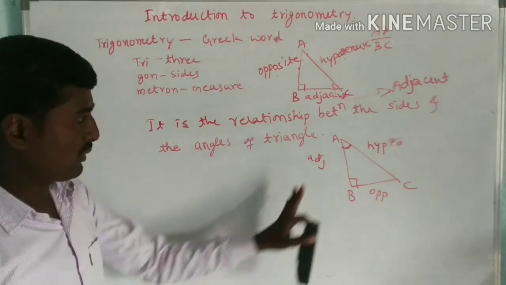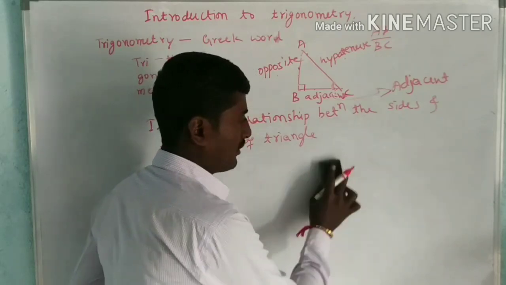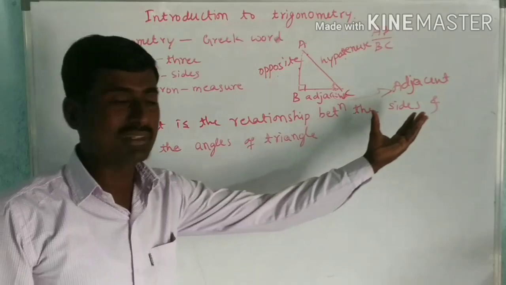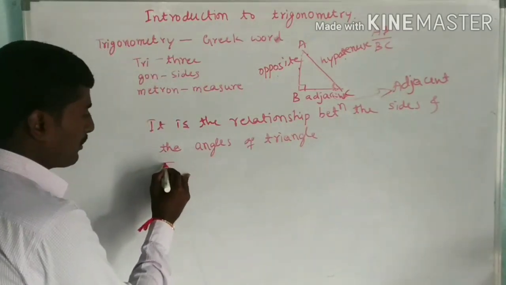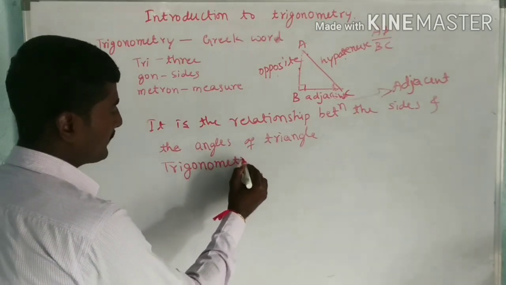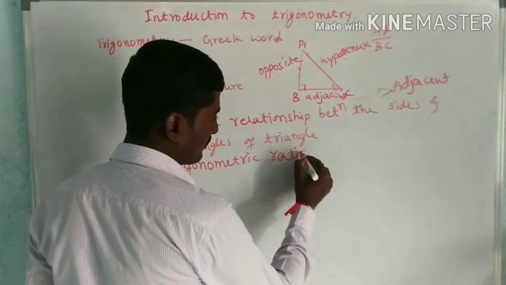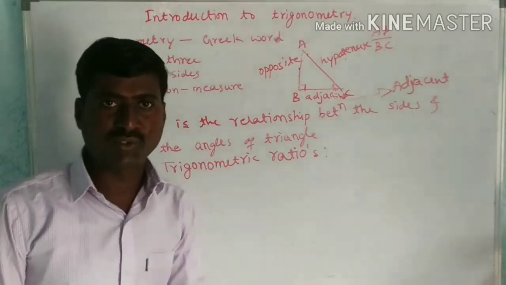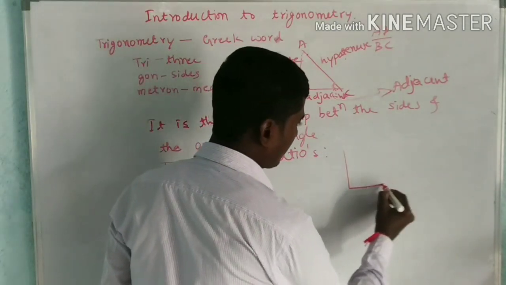Okay. I hope you all know this. Now, I already said trigonometry is nothing but what? It is the relationship between the ratios of the sides and the angles. That you can call a trigonometric ratio. That concept you can call trigonometric ratios. Okay. Now there are 6 trigonometric ratios. First I will take one right angle triangle.